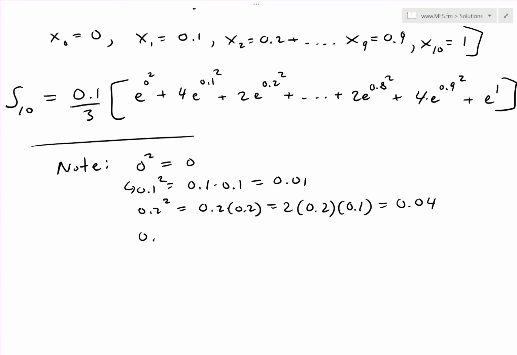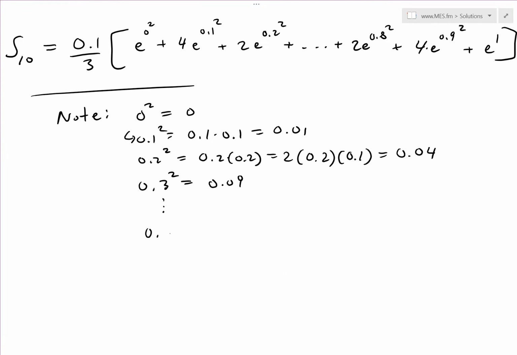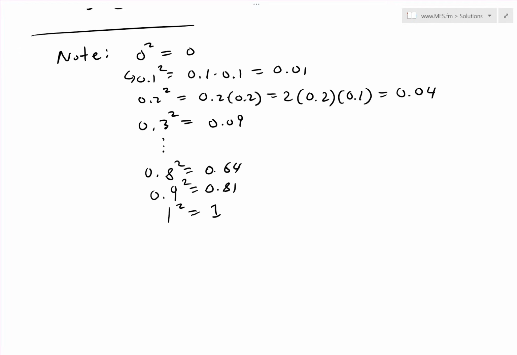Similarly, 0.3 squared just equals 3 times 3, with the decimal place, equals 0.09, etc., all the way down till we get, let's say, 0.8 squared equals 0.64, and then 0.9 squared equals 0.81. And the last one, 1 squared, is just 1. So that's just a note.